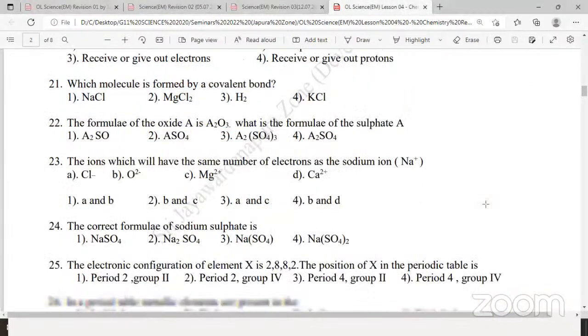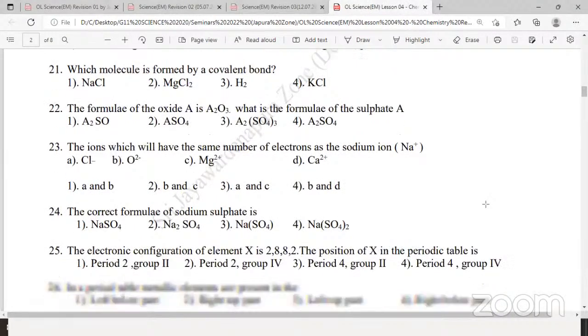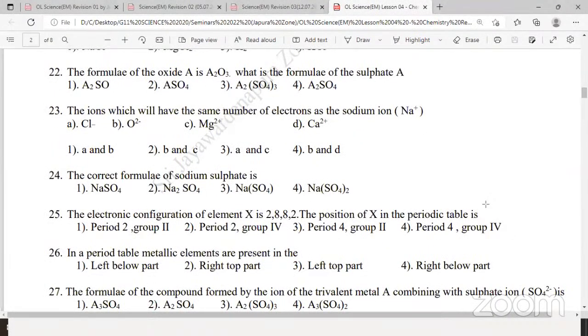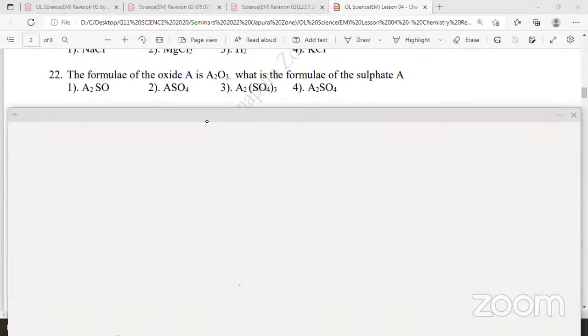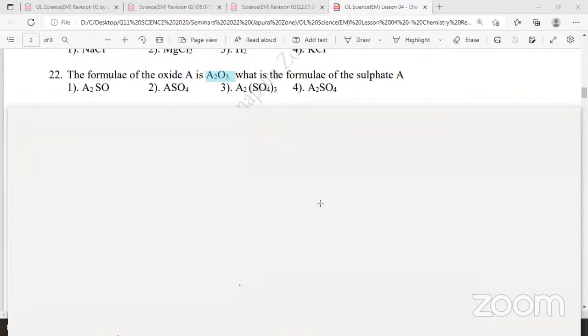Question number 22. The formula of the oxide of A is A2O3. So this is a good question. Why is A2O3 given? To get the valency of A. So A2O3, 3 belongs to whom? A. Therefore A becomes A3 plus. The 3 comes from the valency of A here.